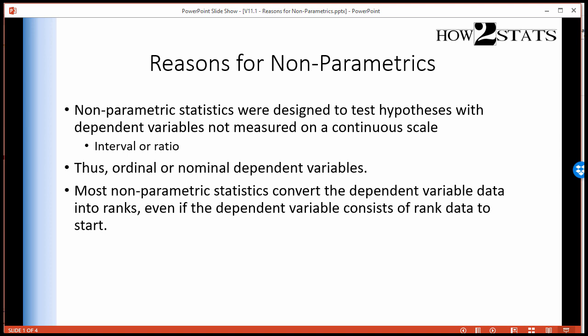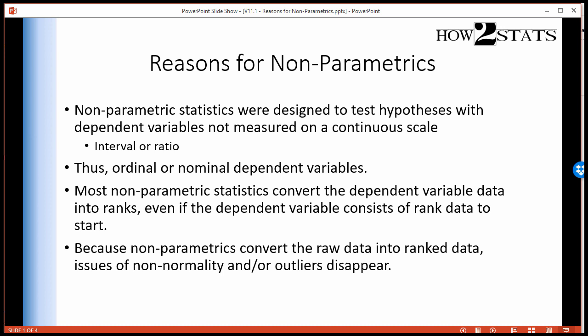In practice, non-parametric statistics convert dependent variable data into ranks. That's basically the trick of non-parametric statistics. That's where the magic is. It converts the raw data into ranked data. And that's true even if the data were ranked to begin with in your study. There's an example in the chapter where individuals provided rankings, and you'll see that the program still converts those ranks into other ranks in order to conduct the analysis.